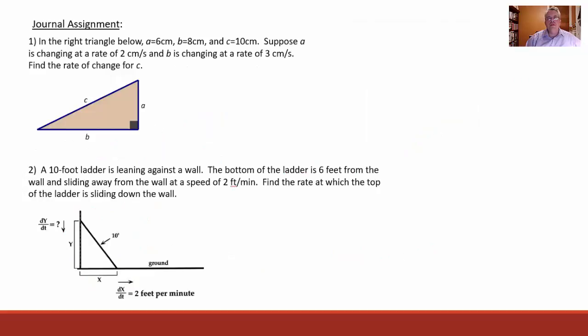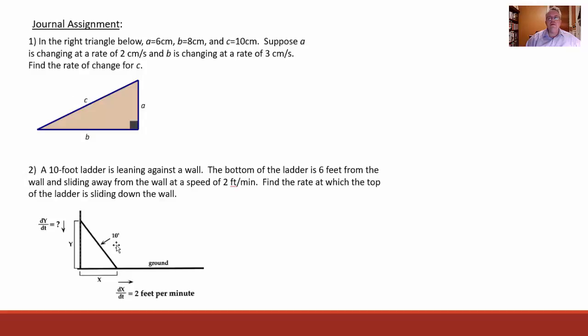All right, I have two problems for you. First is a little like our first example. We have a right triangle, and sides A, B, and C are given. A is 6, B is 8, and C is 10. But they're changing. Suppose side A is changing at the rate of 2 centimeters per second, and B is changing at the rate of 3 centimeters per second. Use the Pythagorean theorem and take derivatives to find how fast C is changing.